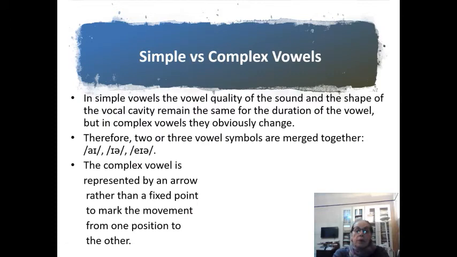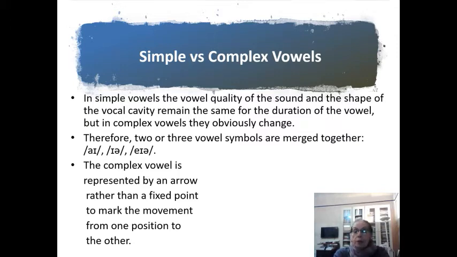Now, simple versus complex vowels. We'll see the difference in the pronunciation. In simple vowels, the vowel quality of the sound and the shape of the vocal cavity remain the same. So when I say e until it ends, even if it is long, the duration is long, it still remains the same. But in diphthongs, there is obviously a change.